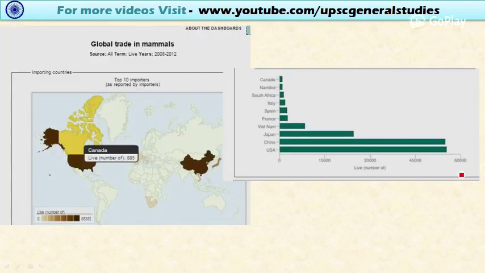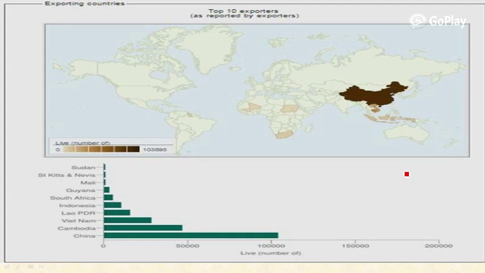This table shows the global trade in mammals. The largest importer of mammals is the United States, followed by China, then Japan, Vietnam, France, Spain, and Italy. This is the hierarchy. The largest importer is the United States, and the largest exporter of mammals in the world is China, followed by Cambodia and Vietnam. These are the countries which have the least regulatory framework in international trade, and thereby they are exporting a vast number of plants and animal products, mammals, to other parts of the world.